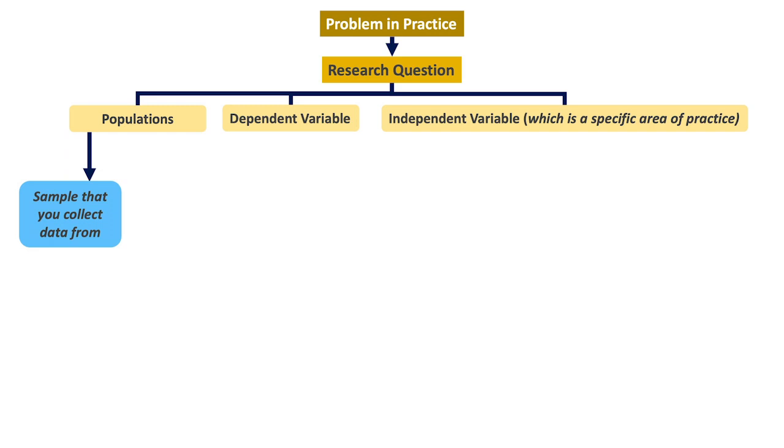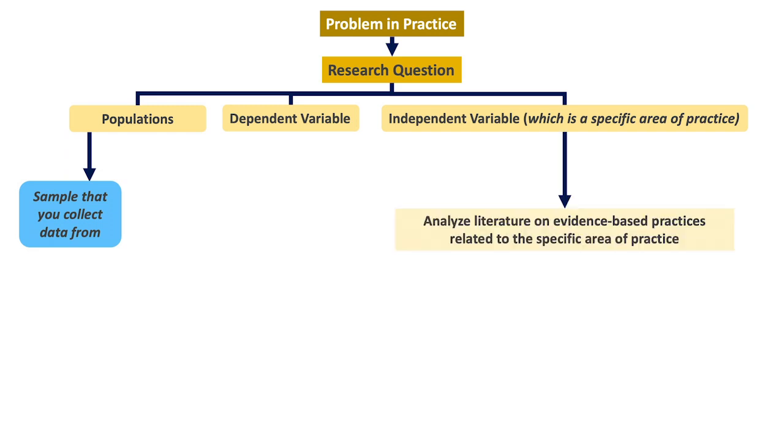So what we're going to do in a literature analysis, and really what the purpose of the literature analysis is, is to analyze the literature on evidence-based practices related to that specific area of practice. And as we analyze the literature on those evidence-based practices related to the independent variable, whenever possible, we want to look for practices in relation to the target population and the target outcome.